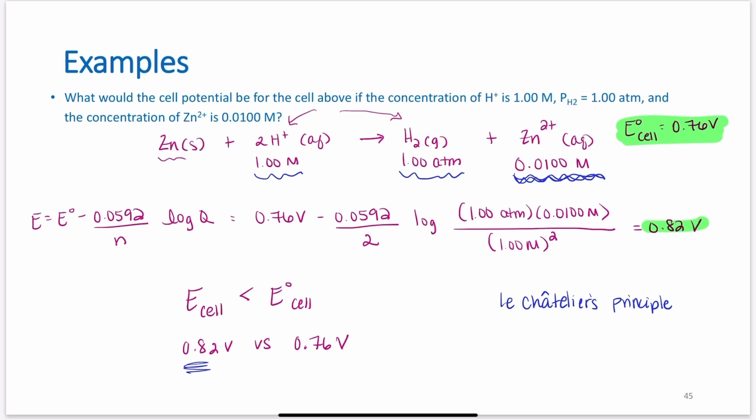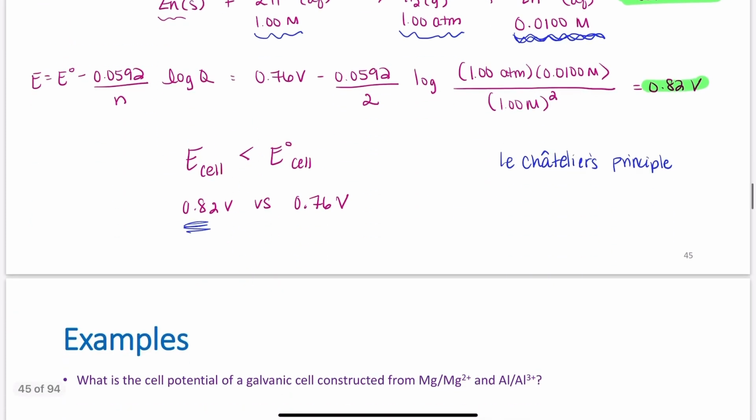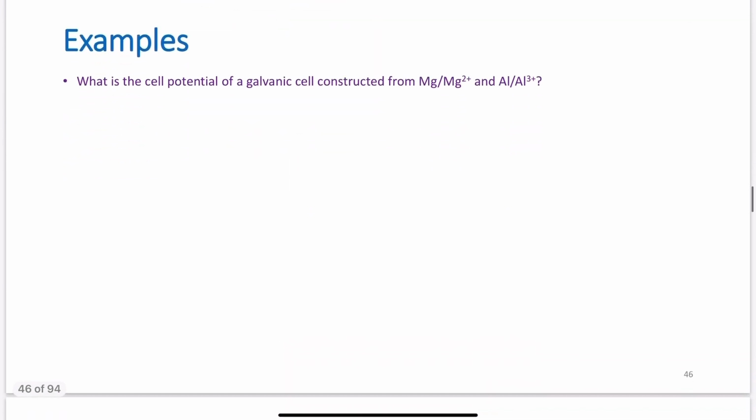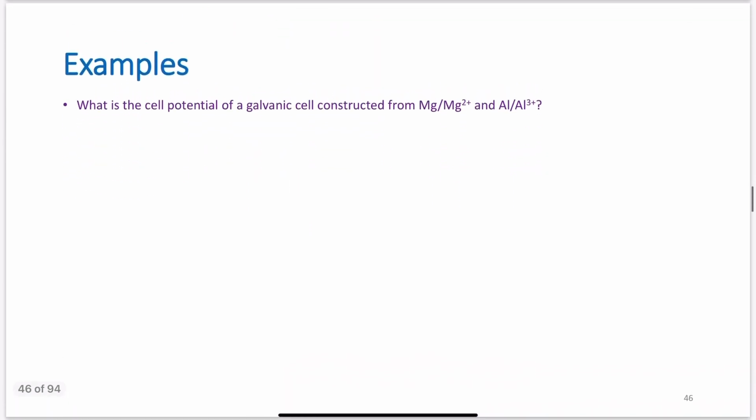For the rest of this module, I'm just going to continue working multiple examples. So if you feel comfortable with this, don't worry about continuing to watch. But I'm just going to work some more examples for you, because what I find is the more examples you work, the easier this stuff becomes.